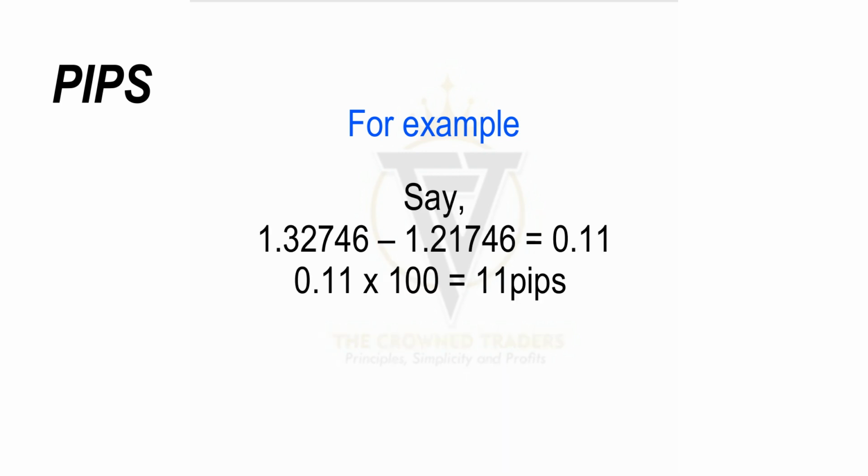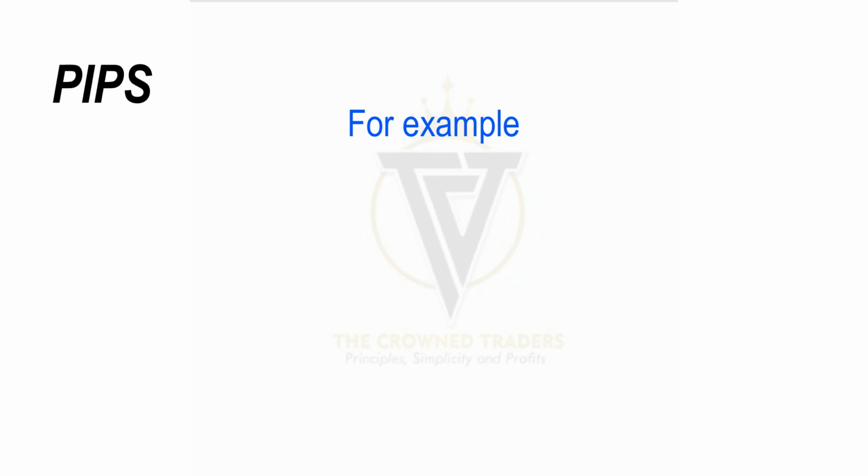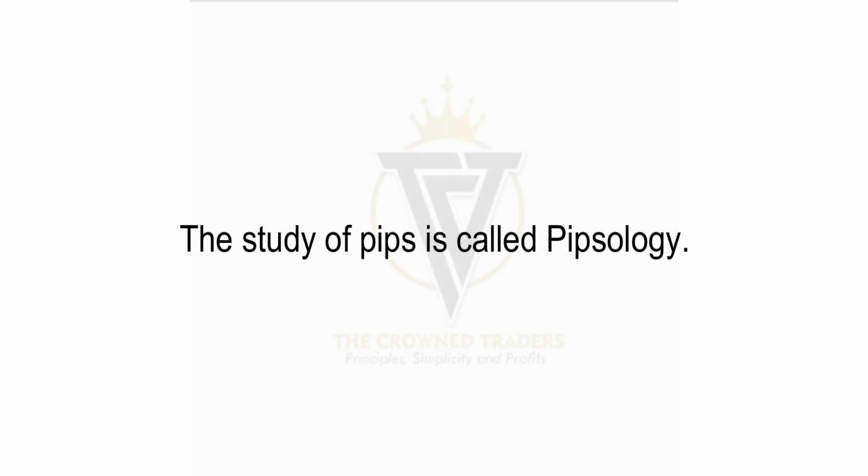So let's say 1.32746 minus 1.21746 will give you 0.11. So 0.11 multiplied by 100 will give you 11 pips. So that's how to calculate pips on all pairs, right? And the study of pips is called pipsology.